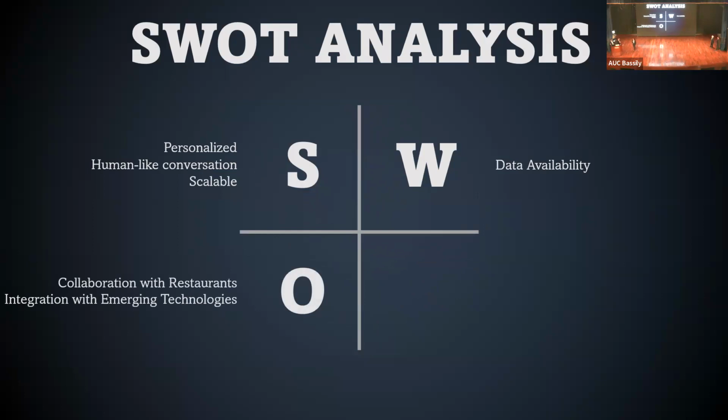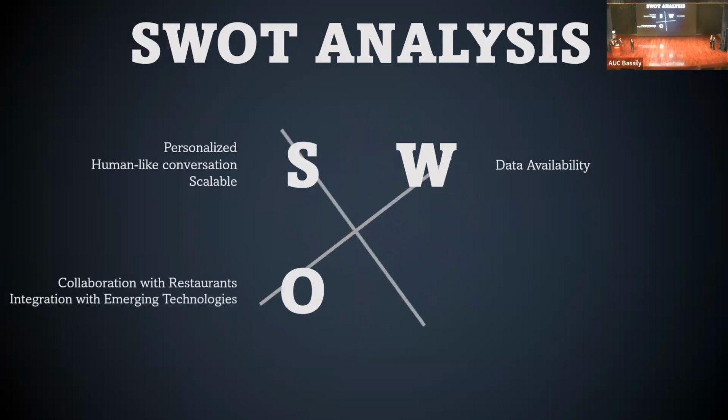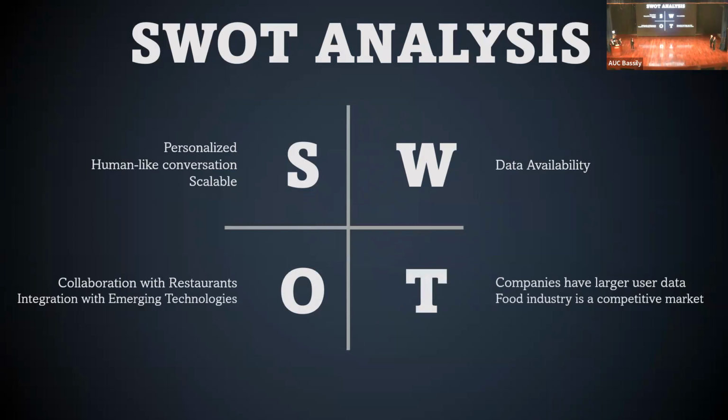For our opportunities, however, we could collaborate with the restaurants, getting exclusive offers and deals, getting more users to use our application, and integrating with emerging technologies, with newer LLMs, and so on. And finally, our threats would be that other larger companies have a lot more user data than we have, so they can also create a product similar to ours. And in general, the food industry is a very competitive market, so it would be hard to enter.